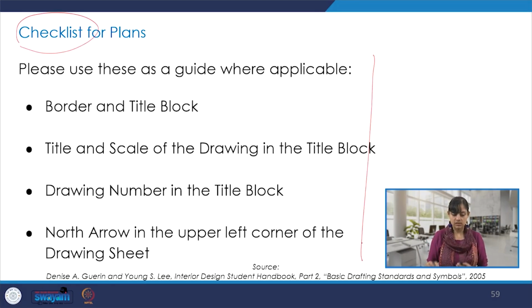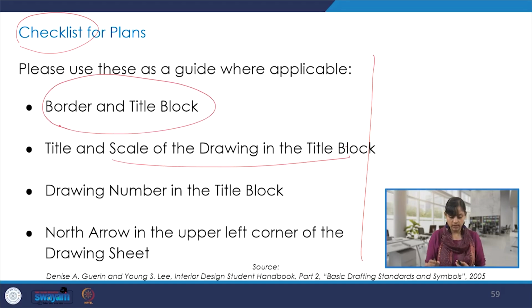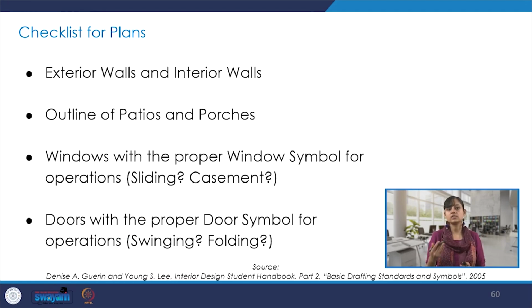So we have to go by these checklists, starting with the border and title block, scale of the drawing. There has to be a drawing number. We have to, of course, showcase the north arrow so that we can understand the orientation of the site and understand the details better. Exterior walls, interior walls, patios, porches. If there are openings like windows and doors, how do we put them on the plan? So we have to just do this checklist whether we have put all these details in place or not, and whether anything is missing or not, so that before sending it on site, we are sure that nothing is missing.